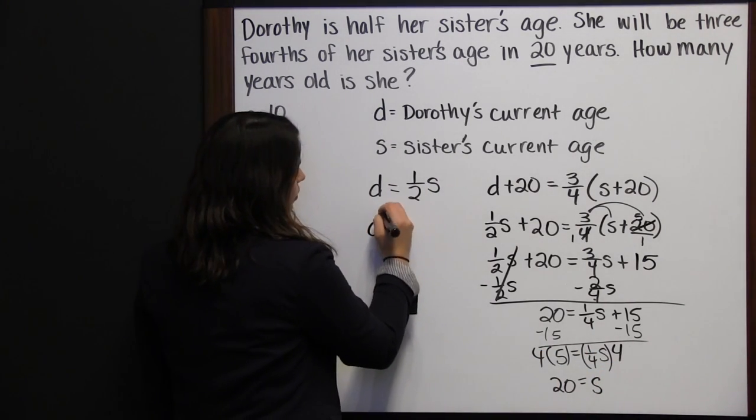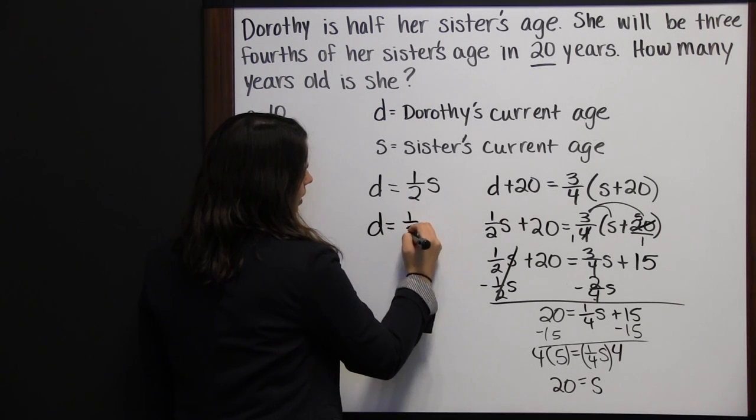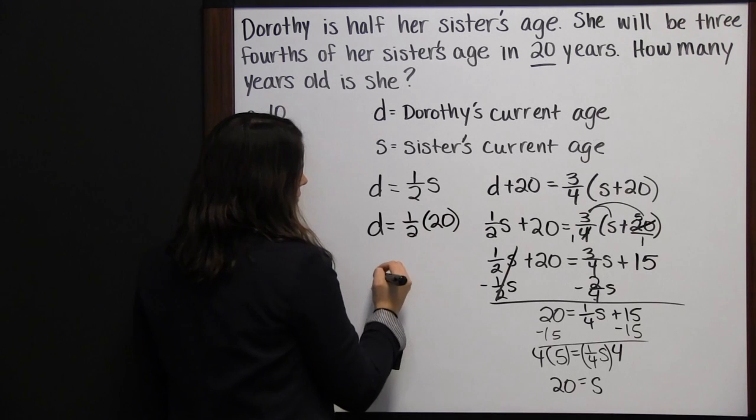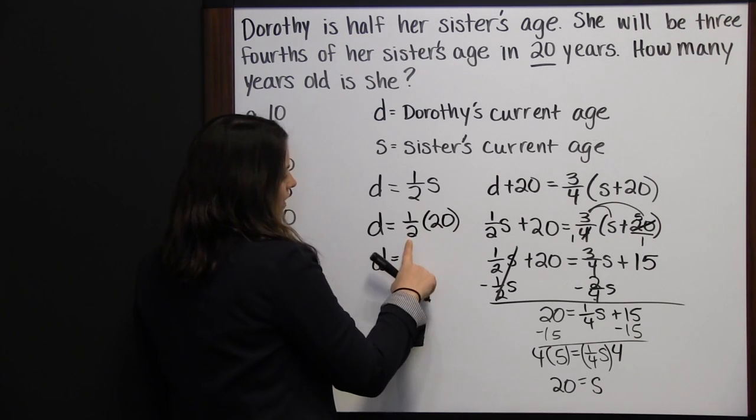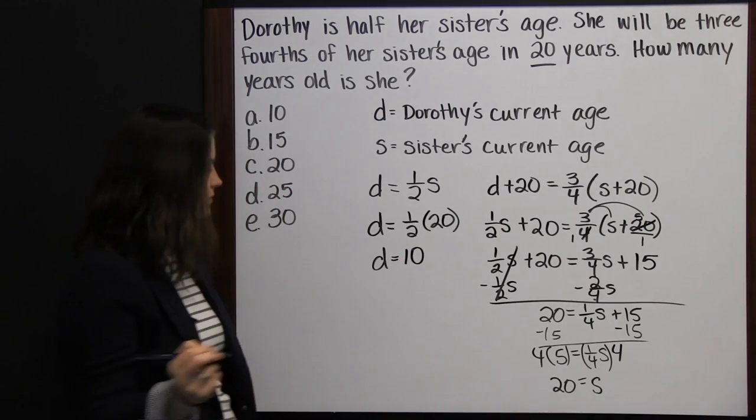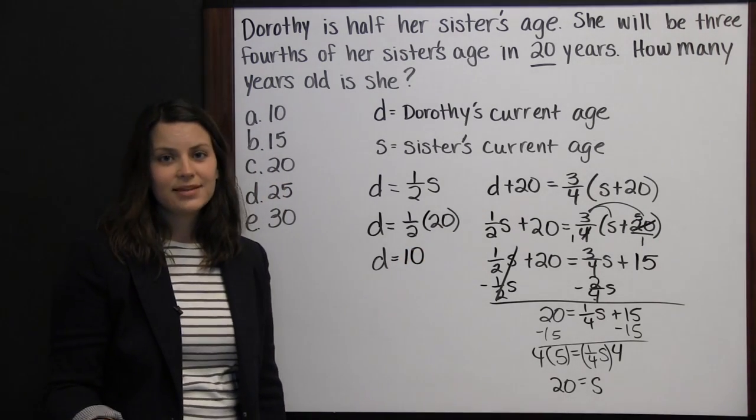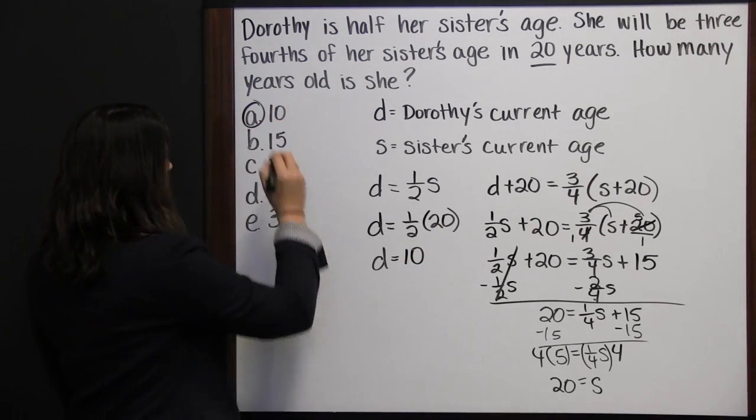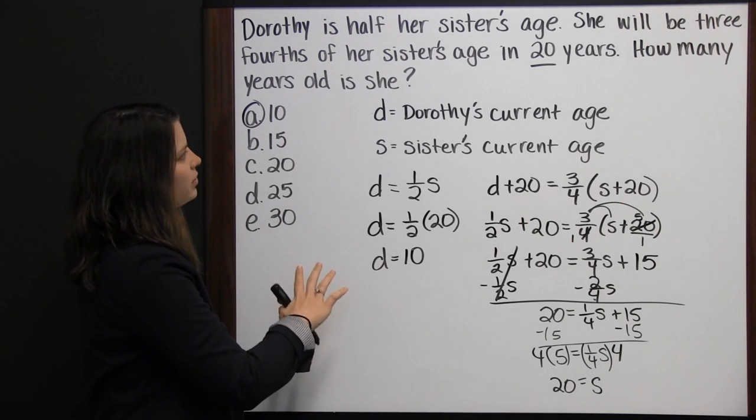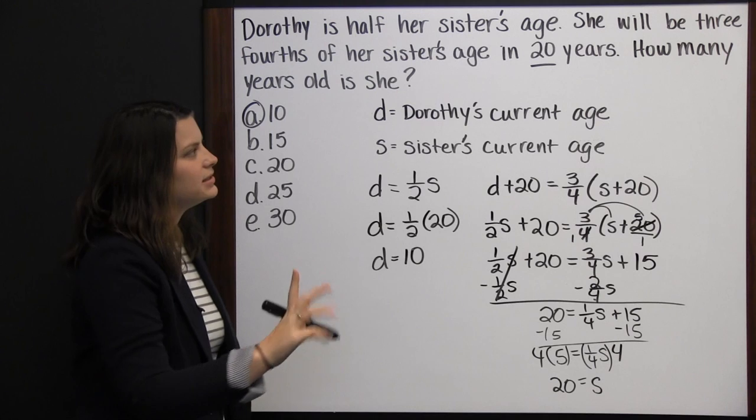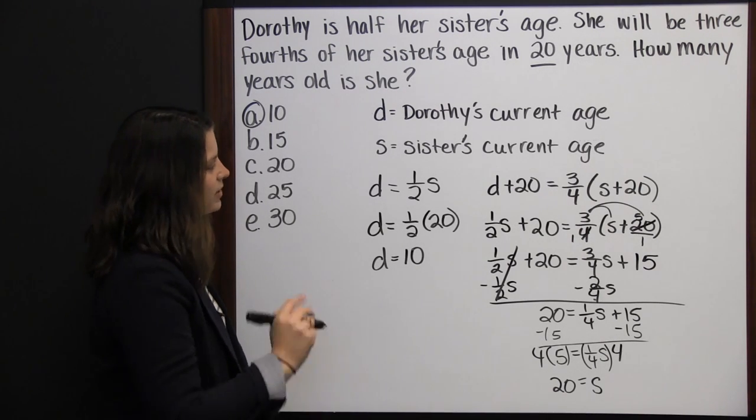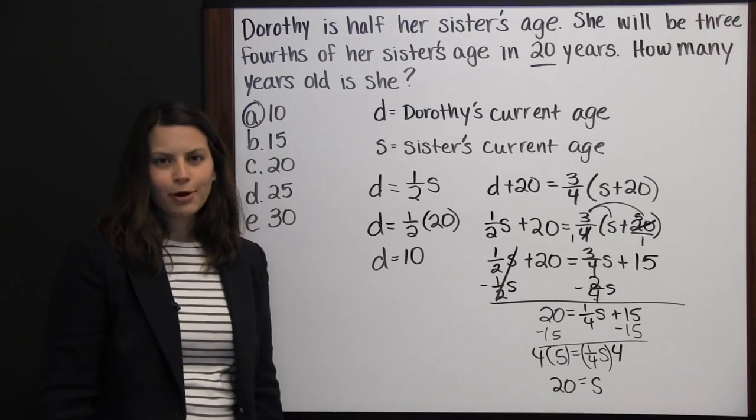Well, remember that Dorothy is half of her sister's age. So since we now know her sister's age is 20, we know that Dorothy is half of that, and half of 20 is 10. So that means Dorothy is 10 years old. You could have solved this also by just playing with the numbers, playing with the answers, and seeing which ones would work with the information you were given. But I always love to solve a good algebra problem.